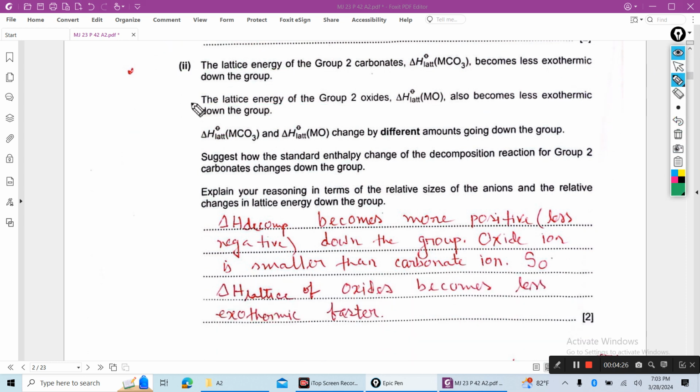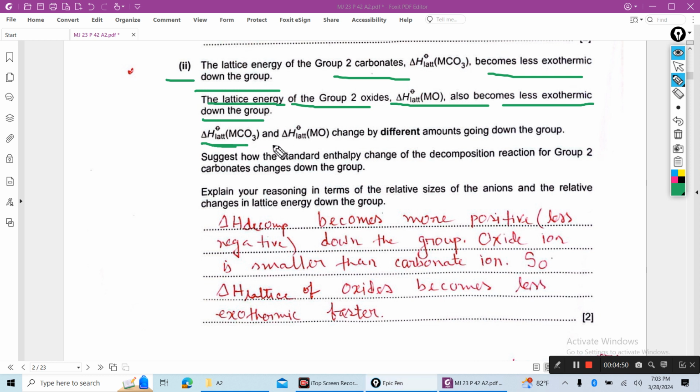Now number 2, you see, the lattice energy of group 2 carbonates becomes less exothermic down the group, it decreases. The lattice energy of group 2 oxides also becomes less exothermic down the group. The lattice energy of the metal carbonate and the lattice energy of the group 2 metal oxide change by different amounts going down the group.